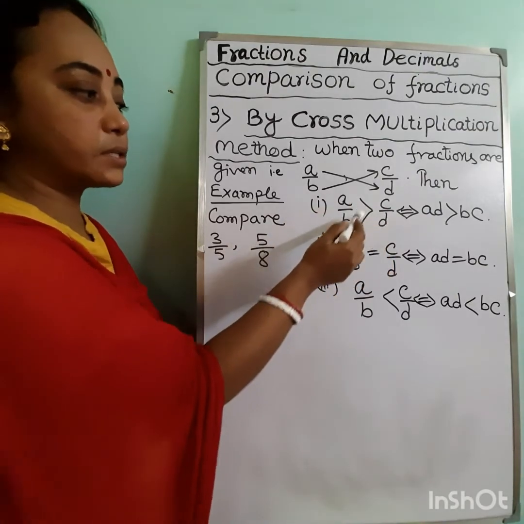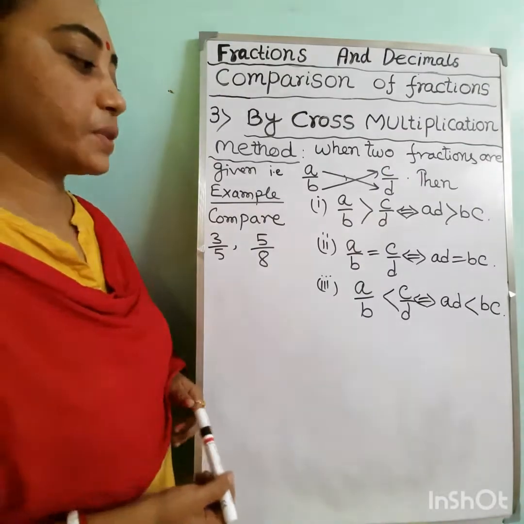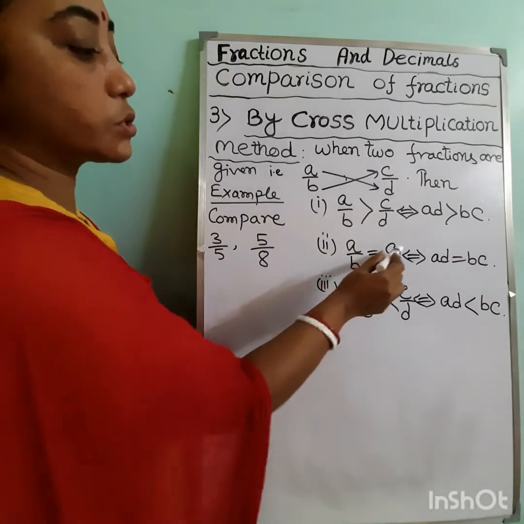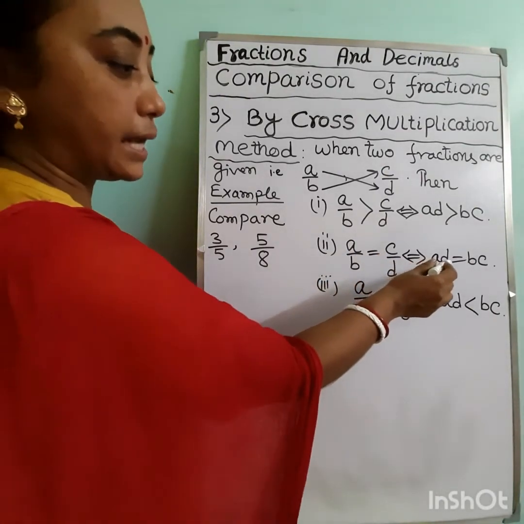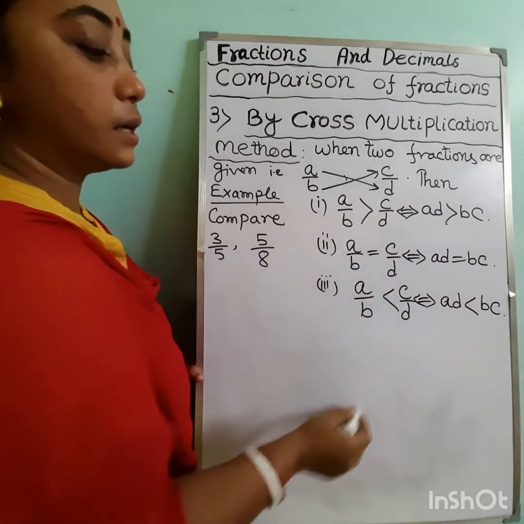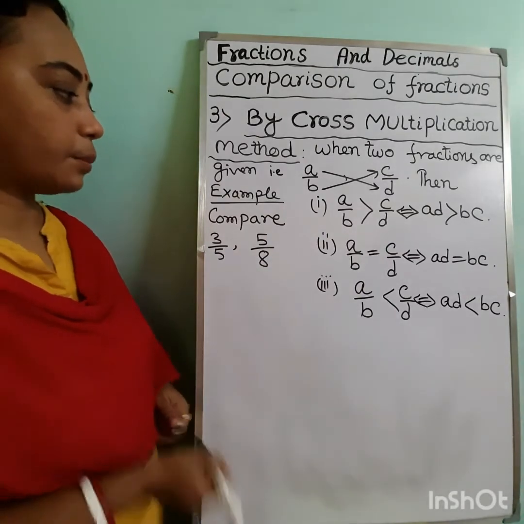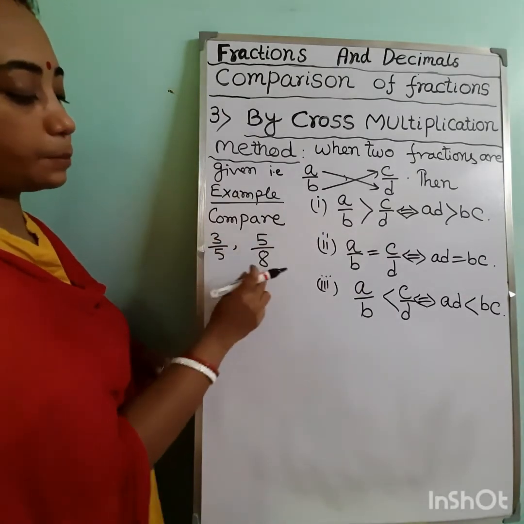And if A by B is greater than C by D, then we can say that AD is greater than BC. The next one, A by B is equal to C by D, implies and is implied by AD is equal to BC. And A by B is less than C by D if and only if AD is less than BC. Let's see one example, compare 3 by 5 and 5 by 8.